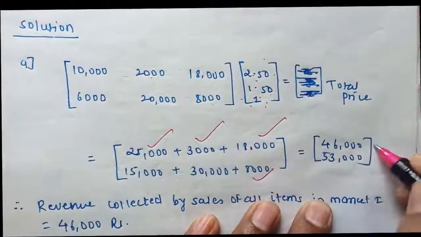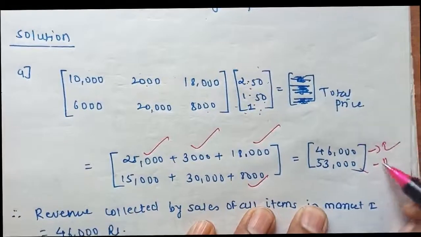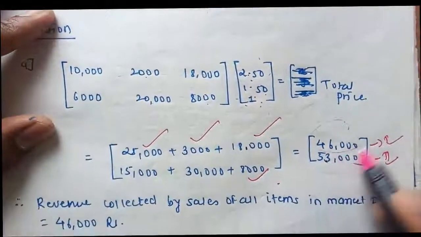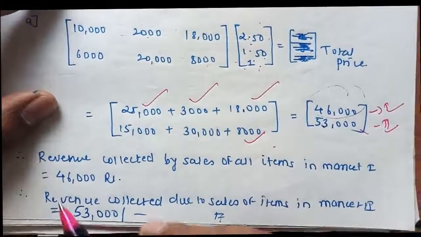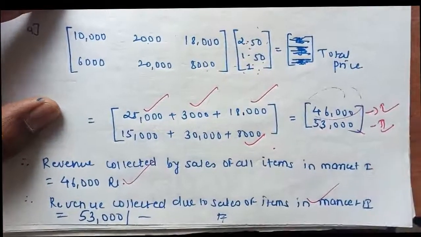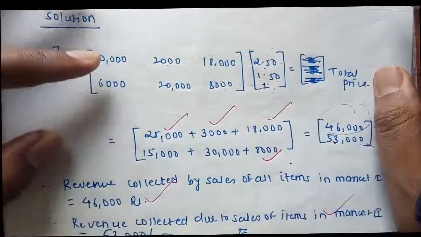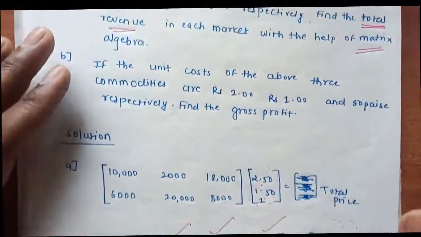This is for the first market, they are asking for the total revenue. This is the second market revenue. After addition of this one, I get 53,000. That means 46,000 is the revenue for the first market products which are sold out, and 53,000 for the second market. Here what we have to remember is that individually, normal multiplication can also find it, but the important thing is how we can arrange it by using the matrices.